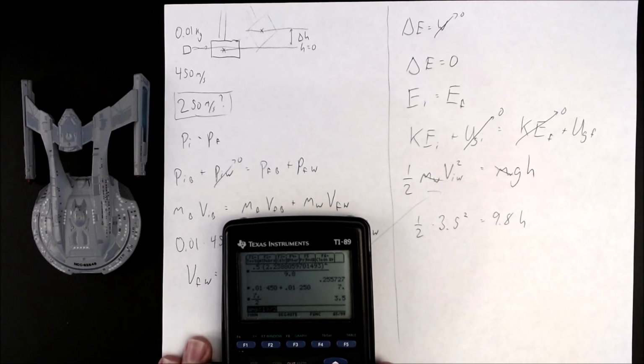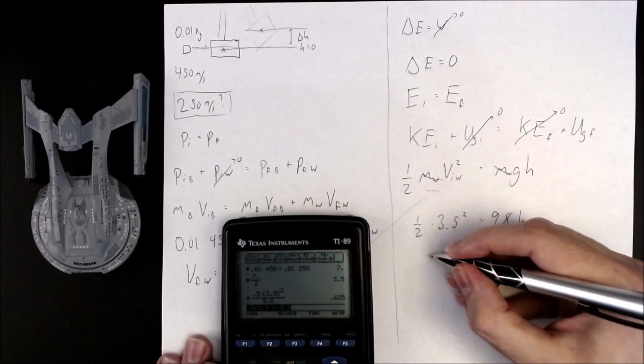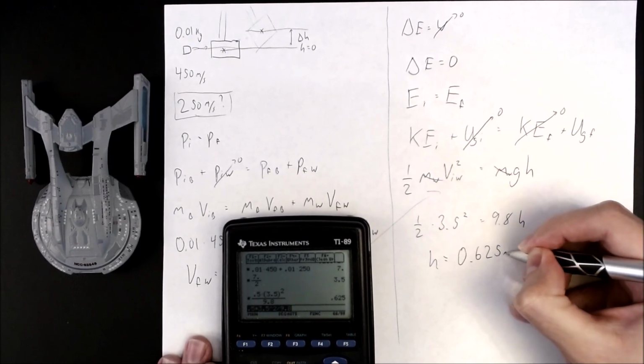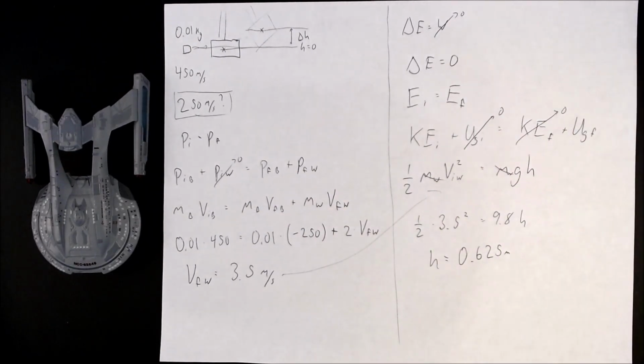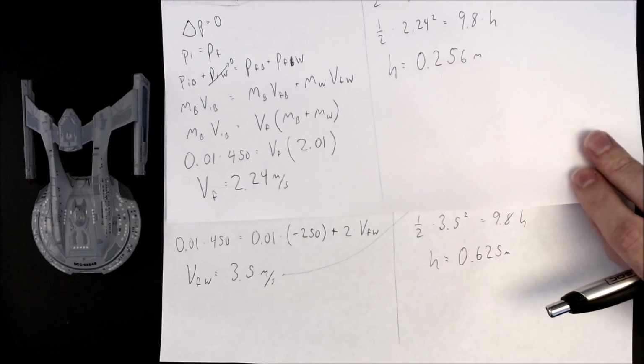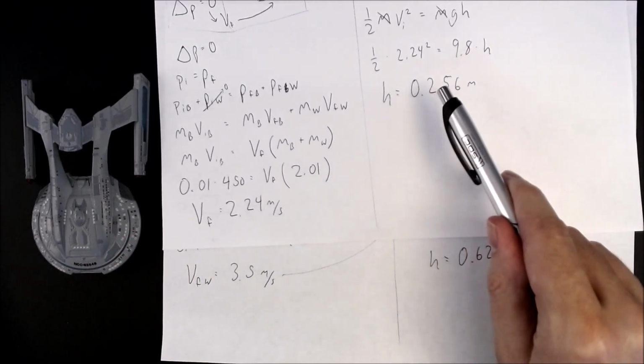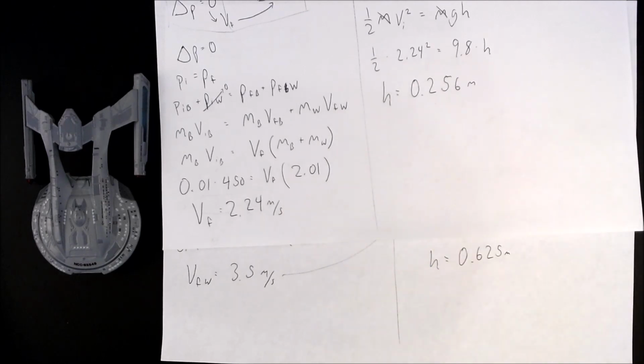And we can calculate that. 1/2 times 3.5 squared divided by 9.8 is going to be h is 0.625 meters. Let's look back at our previous answers. This set of answers was for when the bullet embedded itself in the block of wood, whereas these answers were when the bullet bounced off of the block of wood.